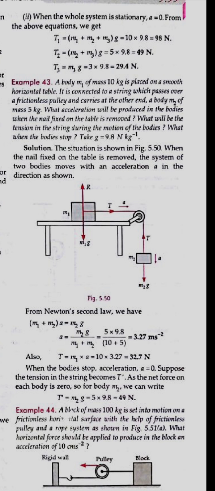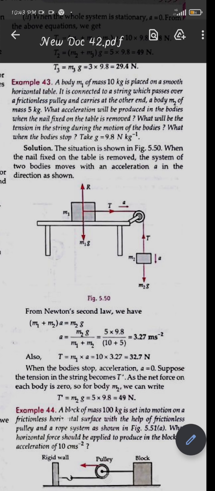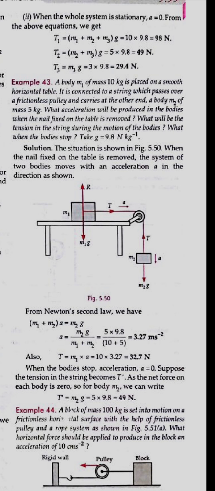So from Newton's law, the force acting on m2 will be equal to that for both masses, that is m1 plus m2. Force is equal to mass into acceleration, so (m1 plus m2) into acceleration will be equal to the mass hanging down over the pulley, that is m2g. So together we can write a equals m2g upon (m1 plus m2). From here we can find the acceleration, and the tension on m1 will be 32.7 Newton.